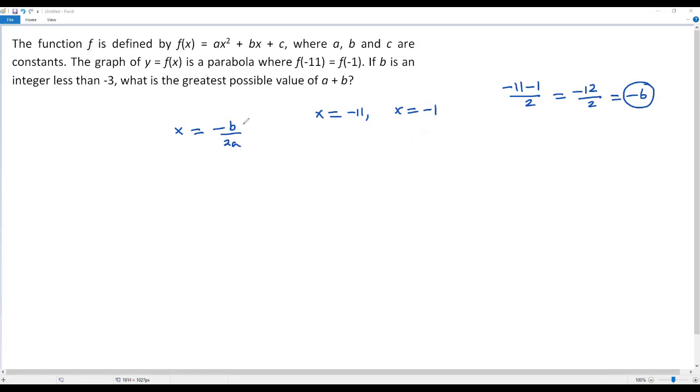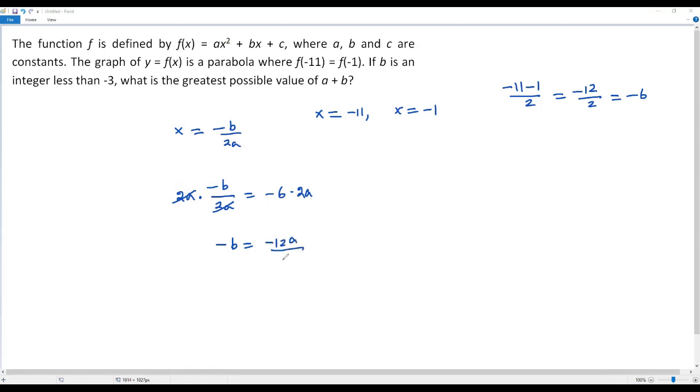Already we got the x coordinate of the vertex, that is negative b over 2a. So this one and this one both represent the same thing, the x coordinate of the vertex. So we can equate them. Then we get negative b over 2a equals negative 6. Now let me multiply both sides of the equation by 2a. Then this 2a will cancel. Then I'm getting negative b equals negative 6 times 2a, which is negative 12a.